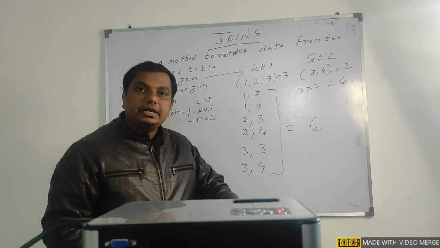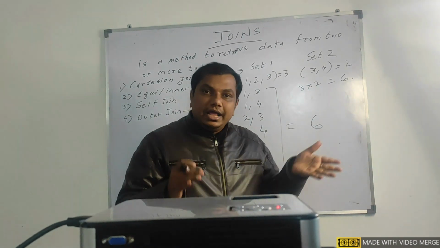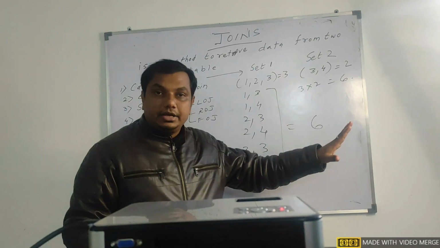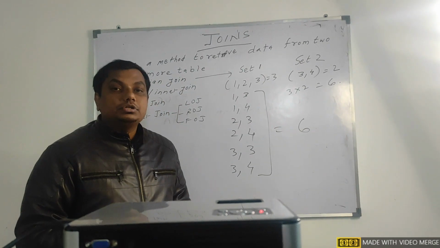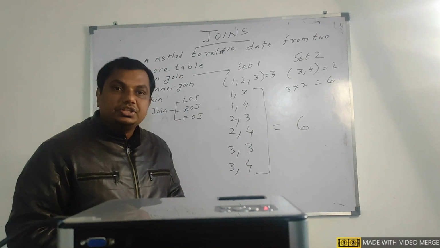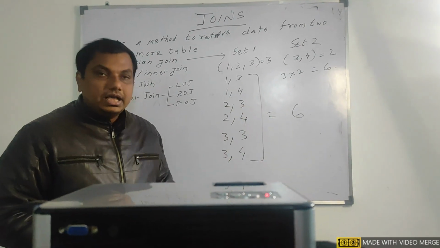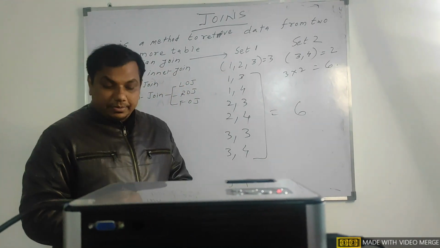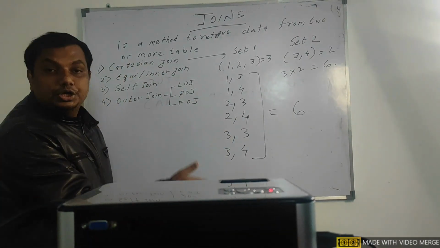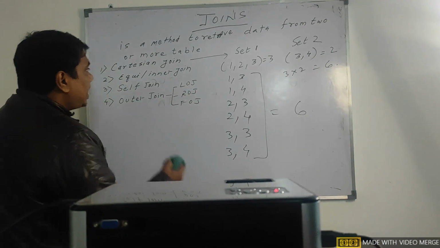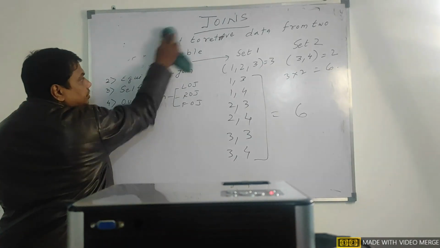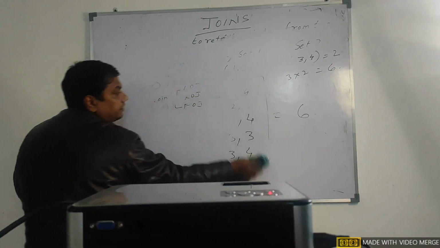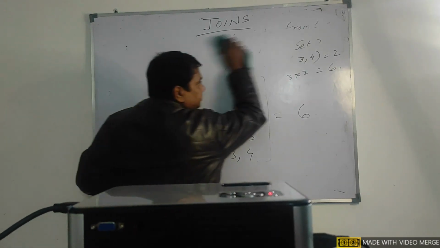That means if in a table there are 2 records, and in table B, the other table, there are 3 records, the output of both these tables will be 2 into 3, that is 6. This is the Cartesian join, the Cartesian product of table 1 and table 2. So this is the first thing we have to know when learning Cartesian join. First, what is a join? Join is a method to retrieve data from 2 or more tables.